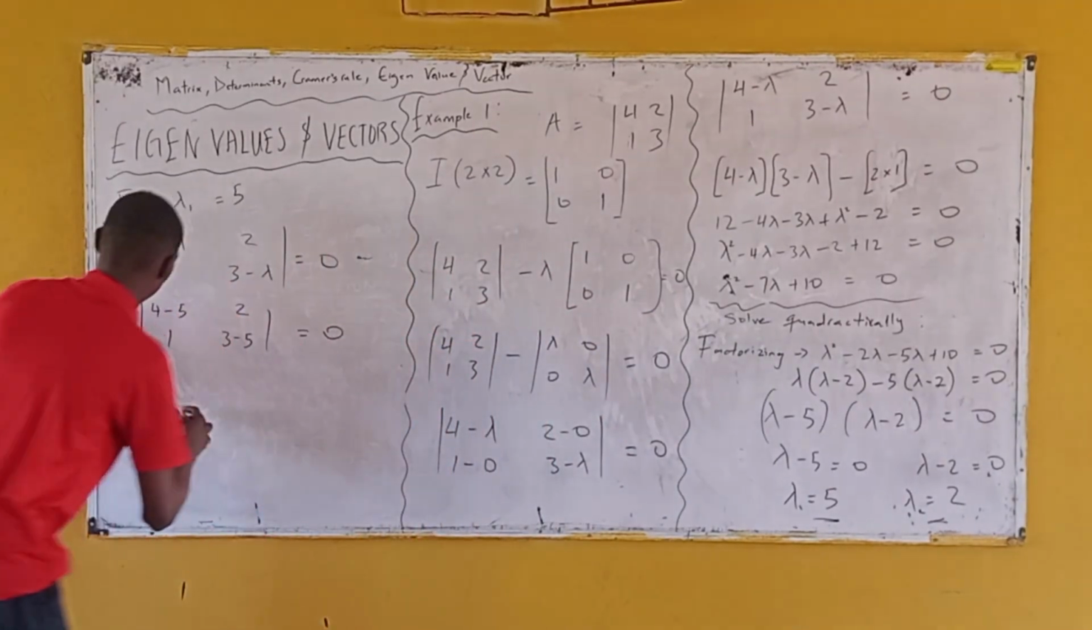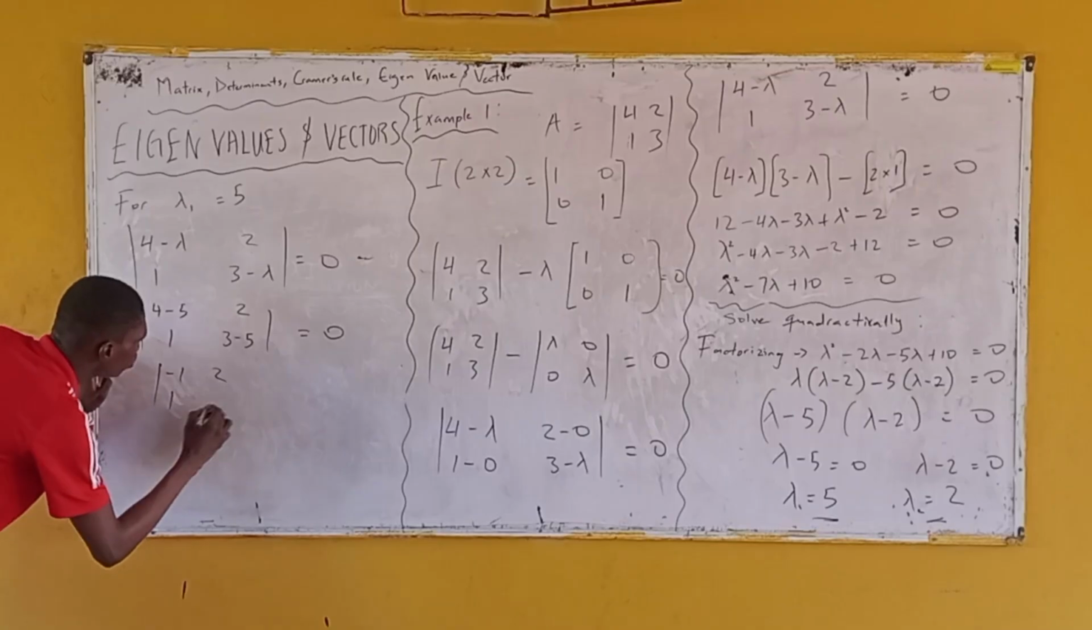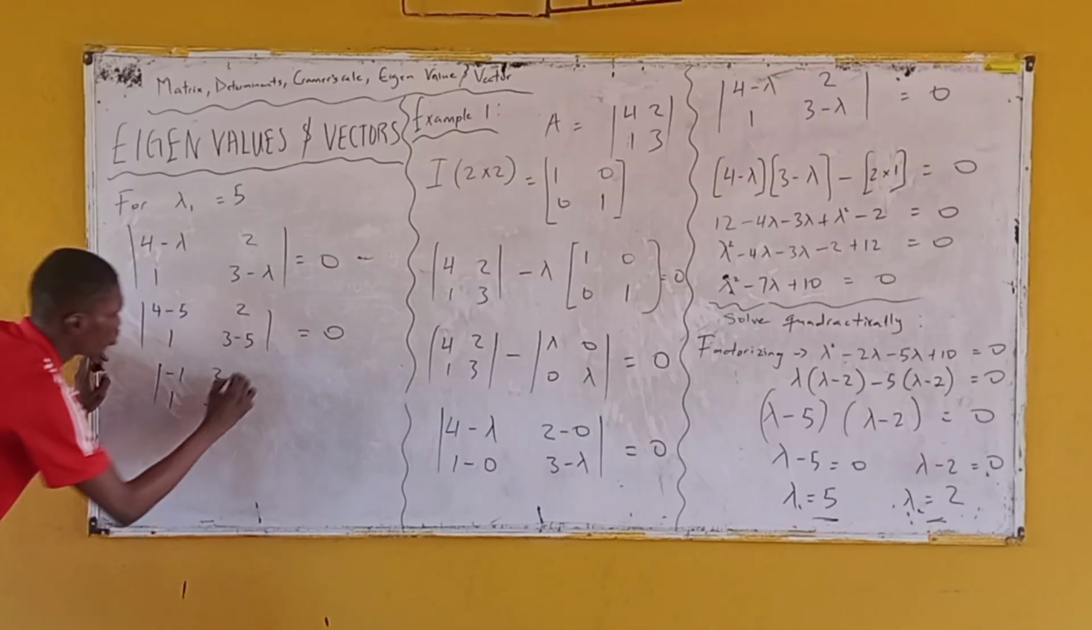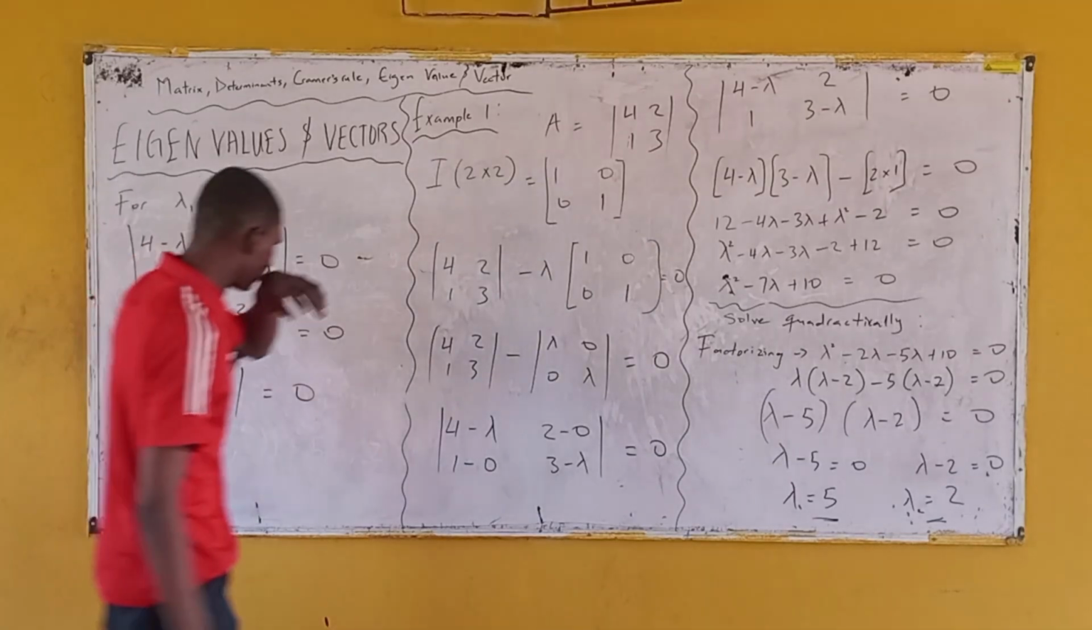So therefore we can say that minus 1, 1, 2, 3 minus 5 is minus 2, equal to 0. Are we good? Yes. Alright.